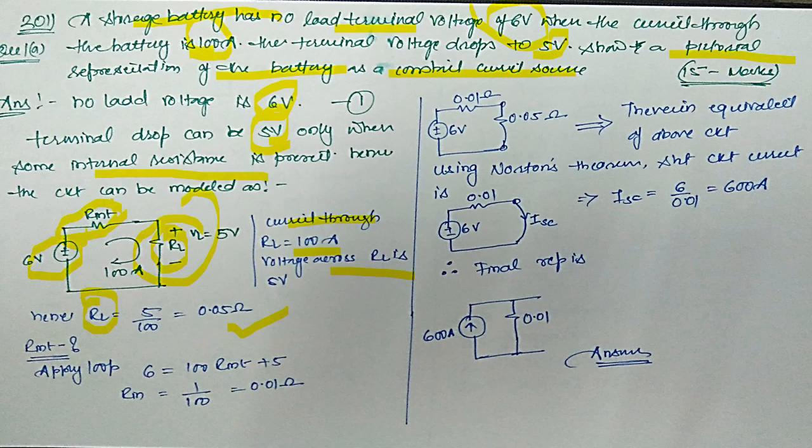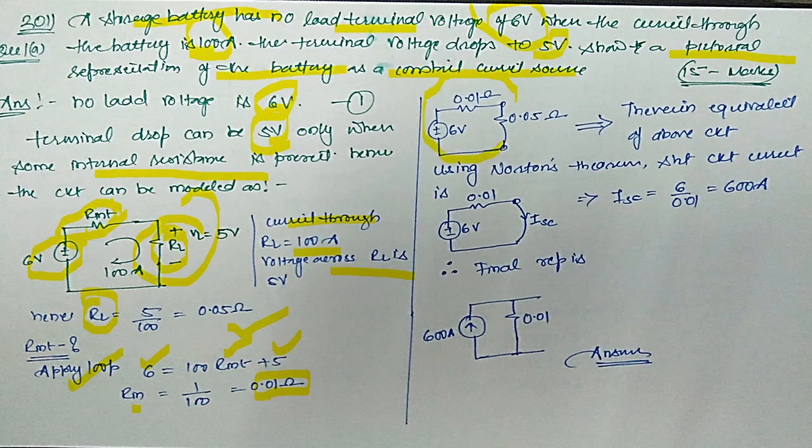So once you have this, similarly you can apply the loop and you can comment on what is the internal resistance of the circuit. So you just apply the loop equation, that is the KVL. So 6 volts is equal to 100 into R internal plus 5 volts. So that comes as R internal is 0.01 ohms. Now your equivalent circuit looks like this.